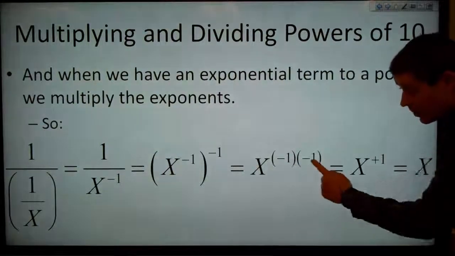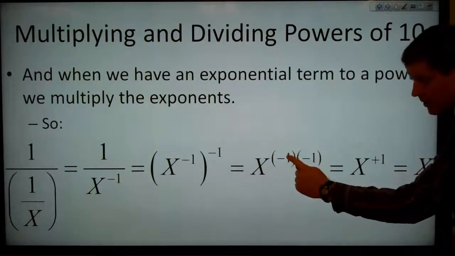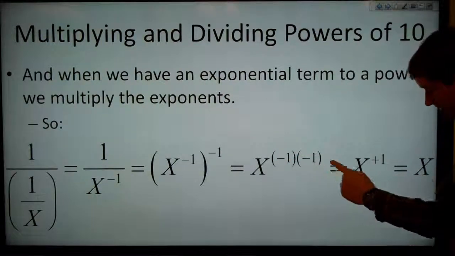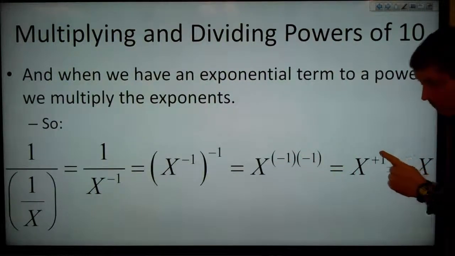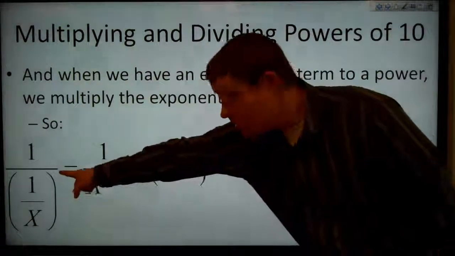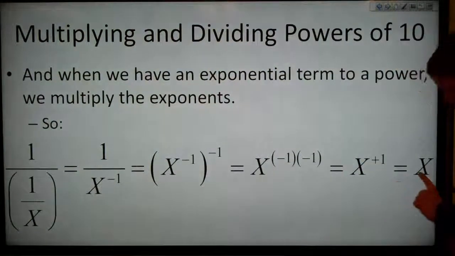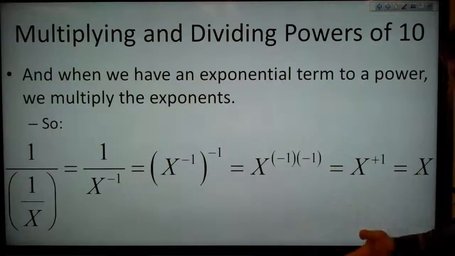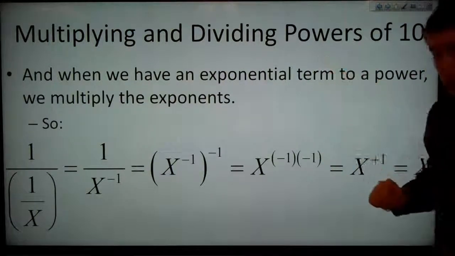And that means that now we're going to multiply the exponents. So x to the negative 1 times negative 1. Negative 1 times negative 1 is positive 1. So that is equal to x. So whatever x is, we can say x is 2 or 7 or whatever.